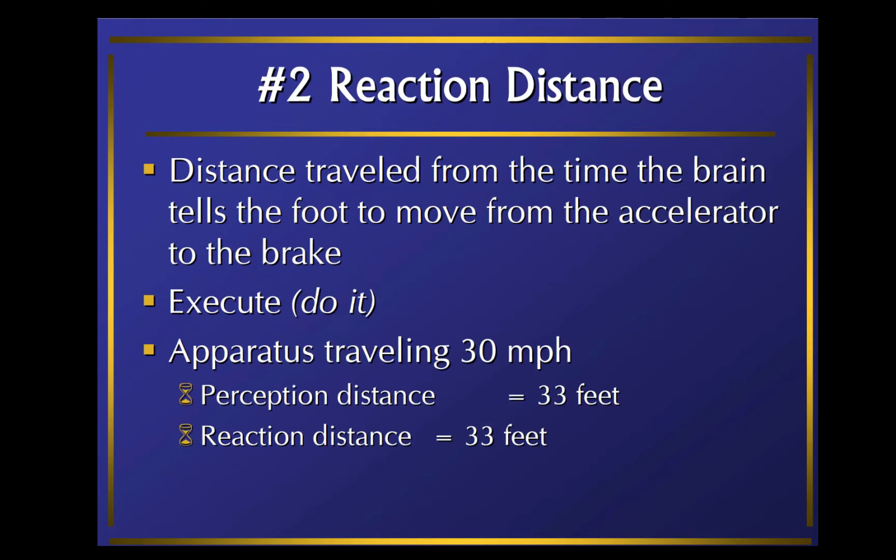The second factor is reaction distance. This is the distance traveled from the time the brain tells the foot to move from the accelerator to the brake, or it's the execute or do it step. For example, if the apparatus is traveling 30 miles an hour, the perception distance is 33 feet, and then the reaction distance is another 33 feet.